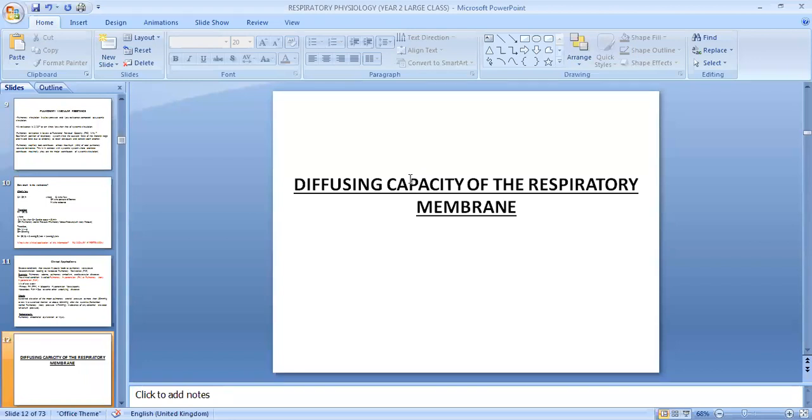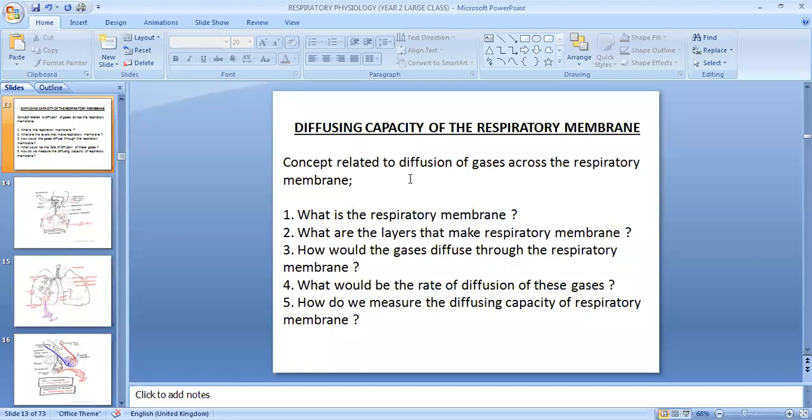There's a point. When we talk about diffusing capacity of respiratory membrane, there's a concept related to diffusion of gases across the respiratory membrane. And therefore, we ask ourselves 5 questions. Question number 1, what is the respiratory membrane? 2, what are the layers that make respiratory membrane? 3, how would the gases diffuse through the respiratory membrane? 4, what would be the rate of diffusion of these gases? And 5, how do we measure the diffusing capacity of respiratory membrane?